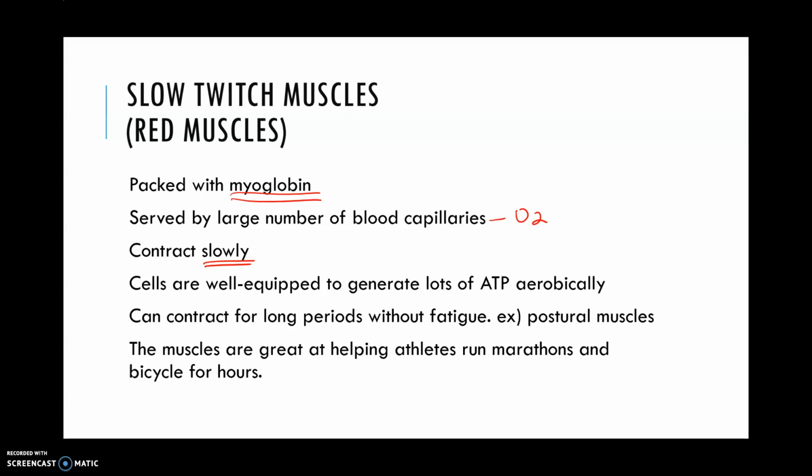These are really good because they are able to generate a lot of ATP aerobically. So that's with oxygen, without that debt that we can see. We can contract for long periods of time without fatigue. So you're going to see these muscles with athletes who do long distances rather than short sprints. That's why we see animals who have to have long endurance have a lot of slow twitch muscles rather than animals who just do a quick sprint. So this is for endurance.